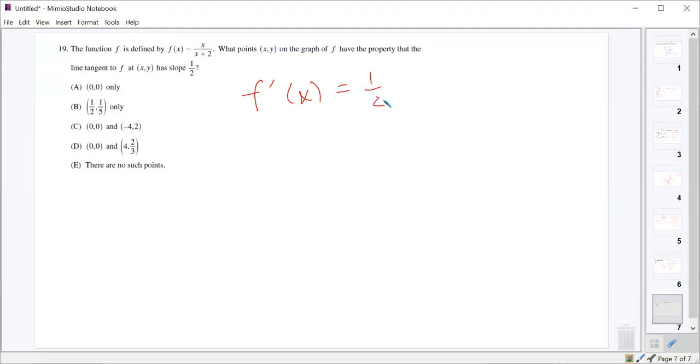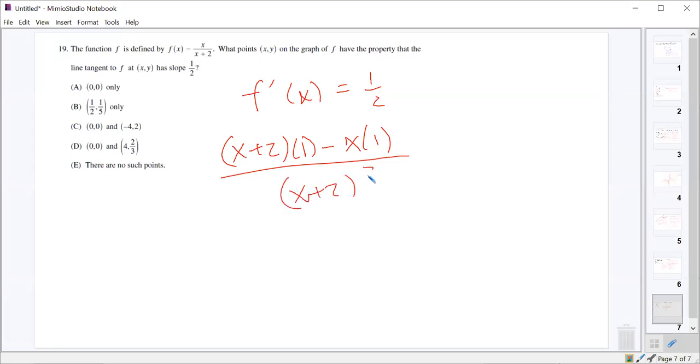Well, in order to figure out what f prime of x equals a half, we need to find f prime of x. That's a quotient, x over x plus 2. So we use the quotient rule, x plus 2 times the derivative of x minus x times the derivative of x plus 2 all over x plus 2 squared. We want that to equal 1/2. So we should be able to simplify this.